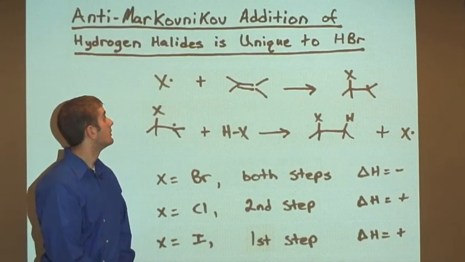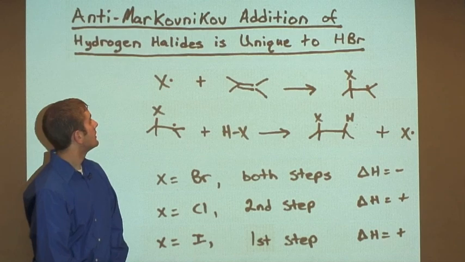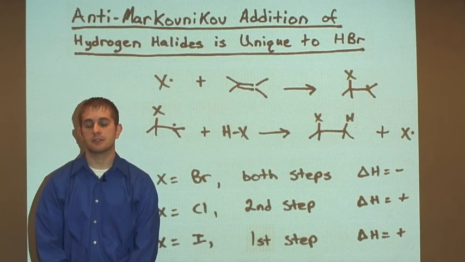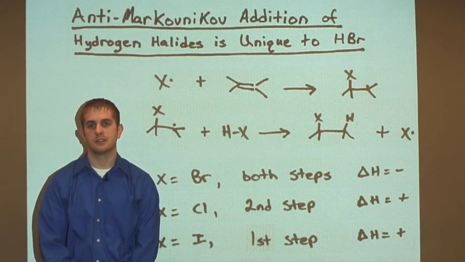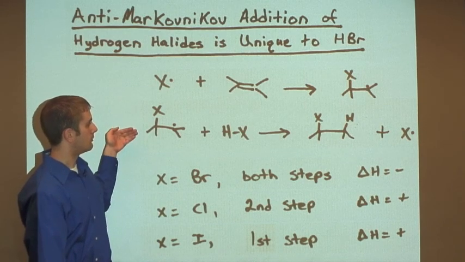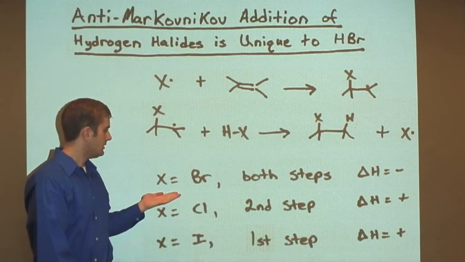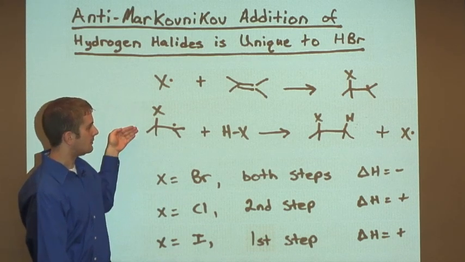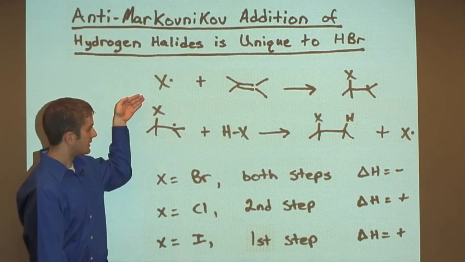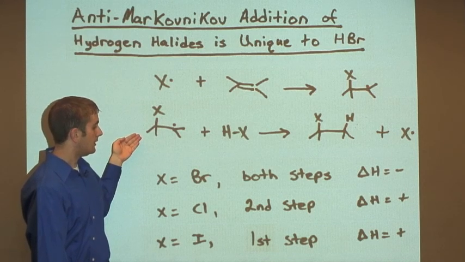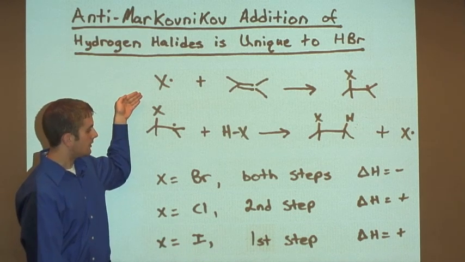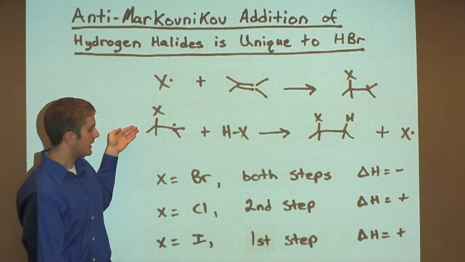Lastly, it is important to note that the anti-Markovnikov addition of hydrogen halides is unique to hydrogen bromide. In other words, only hydrogen bromide may add to unsymmetrical alkenes in an anti-Markovnikov fashion. To understand this tendency, let's look at the energetics of the propagation steps for these shown radical chain reactions. For the addition of hydrogen bromide, both propagation steps are exothermic and favorable. For the addition of hydrogen chloride, the first step is exothermic, while the second step is endothermic and unfavorable. For the addition of hydrogen iodide, the first step is endothermic and unfavorable, while the second step is exothermic.